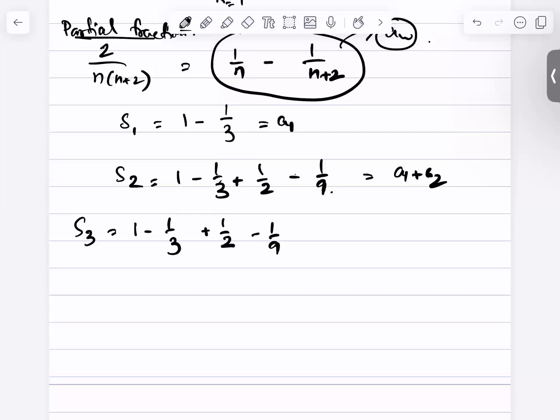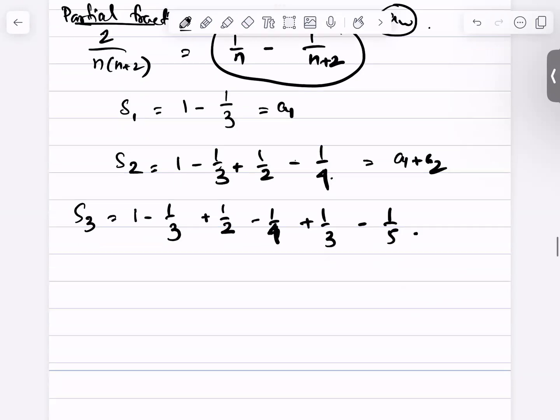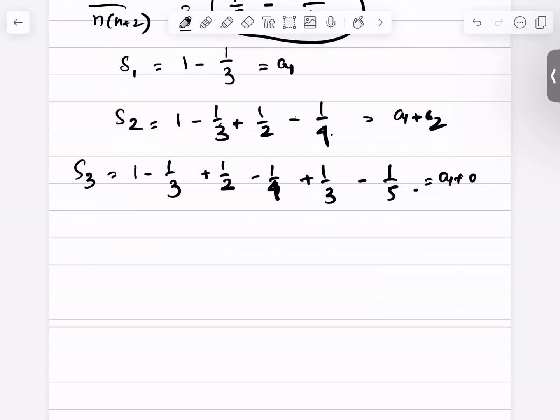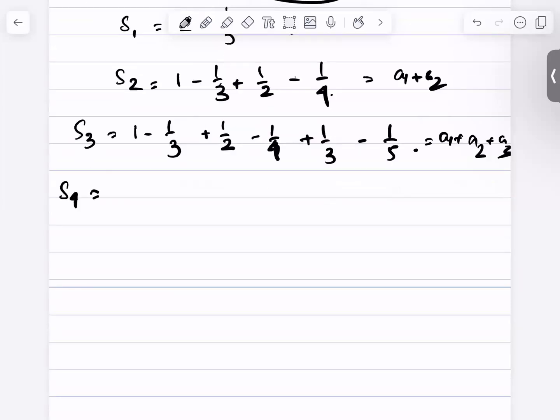So S1, S2, S3. For S3, this is 4 plus 1 over 3 minus 1 over 5. This is A1 plus A2 plus A3. And my S4 will be 1 minus 1 over 3 plus 1 over 2 minus 1 over 4 plus 1 over 3 minus 1 over 5 plus 1 over 4 minus 1 over 6.